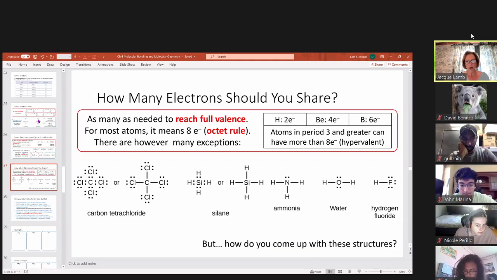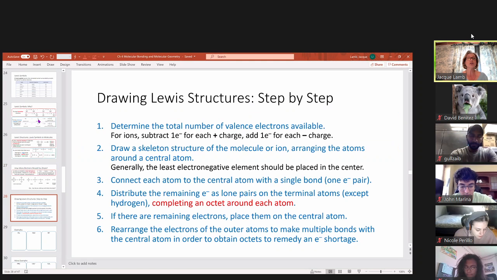These are the rules for drawing Lewis structures. The first step you should do is to determine the total number of valence electrons you have available. Your structure will not be correct if it has more or fewer electrons than the atoms actually bring to the structure. So you total up the valence electrons for each of the atoms in the molecule. You subtract 1 electron for any positive charge that the ion shows, or you add 1 electron for any negative charge that the ion shows if you're drawing structures of ions.